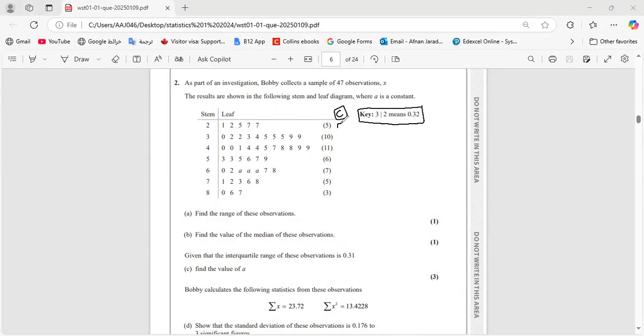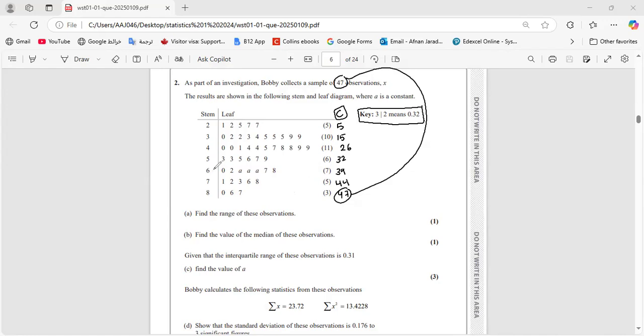So starting from 5, then add 5 plus 10 equals 15. 15 plus 11 equals 26. 26 plus 6, 32. 32 plus 7, 39. 39 plus 5 equals 44, and 44 plus 3 equals 47. 47 observations. Okay. Find the range of these observations.